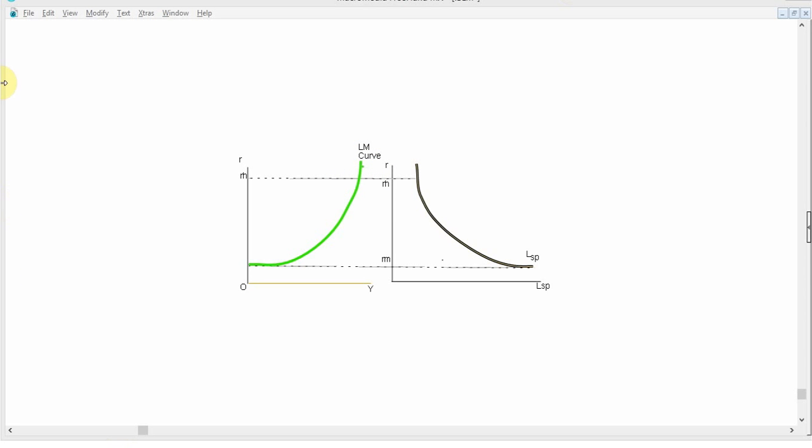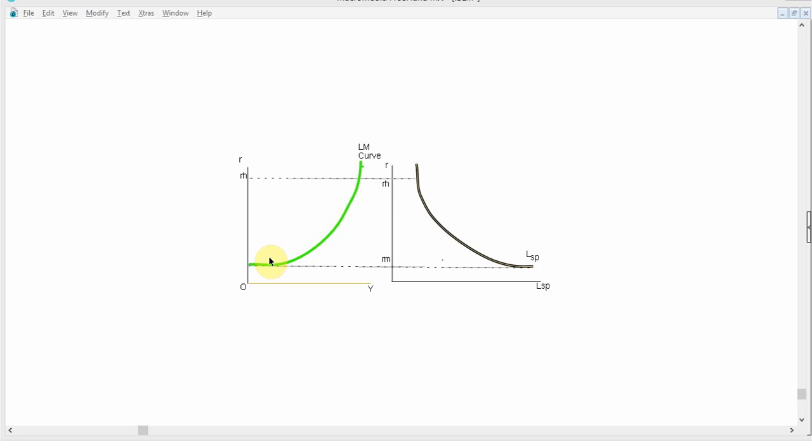So we clearly see the three different portions of the LM curve. This perfectly elastic portion is called the Keynesian range. This is upward sloping and is called the intermediate range, and this portion is called the classical range. Here the LM curve is totally vertical. So this vertical part and this horizontal part are very peculiar cases, and they do not occur in normal time periods. In normal time periods, the LM curve is upward sloping.